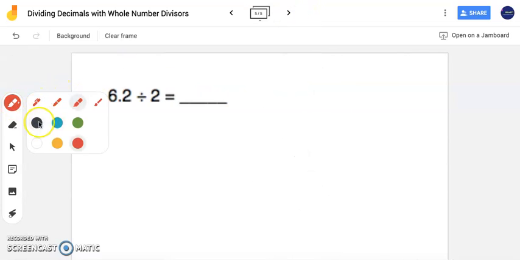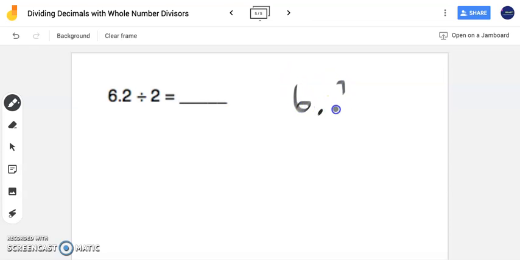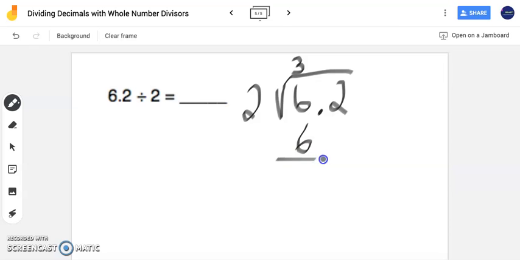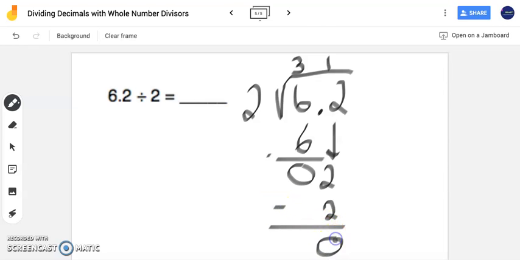Now for this problem here, we have 6 and 2/10 divided by 2. I'm going to first rewrite this and set up my long division because I like doing my long division to confirm that I have the right answer. So now as I'm doing my long division, 2 times 3 is 6, subtract. Now I'm going to bring down my 2. 2 times 1 is 2, and I have no remainder. Now notice again, I'm simply doing my long division.